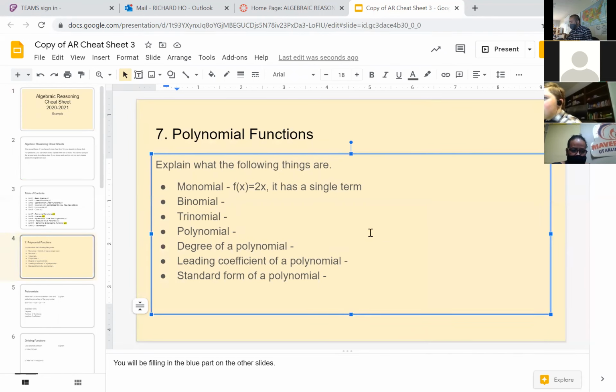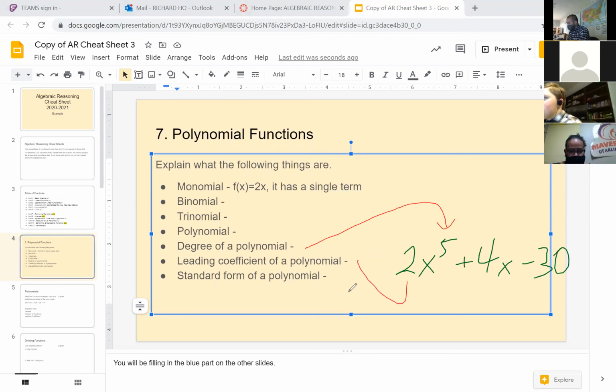Let's do this. My annotation tool. So let's say you have something like 2x to the 5 plus 4x minus 30. So the degree of the polynomial is 5. The leading coefficient of the polynomial is this, standard form. So for standard form, you put it in the highest degree, and then the second highest degree, third highest degree. So it's in order of the degrees.